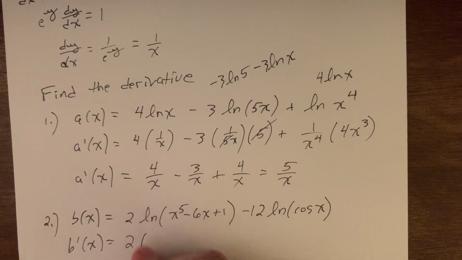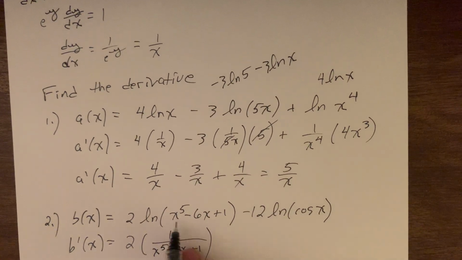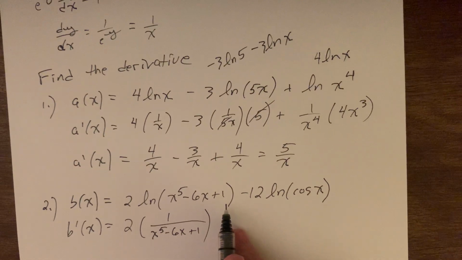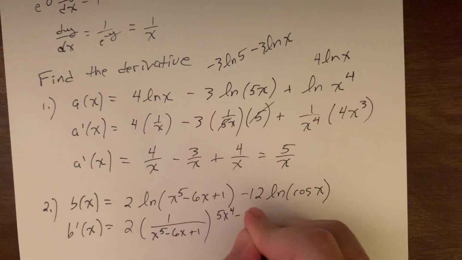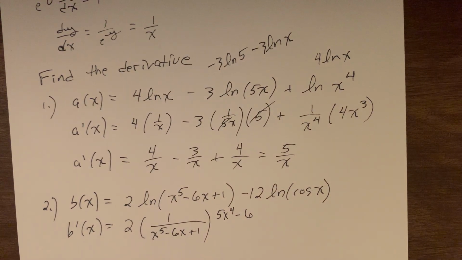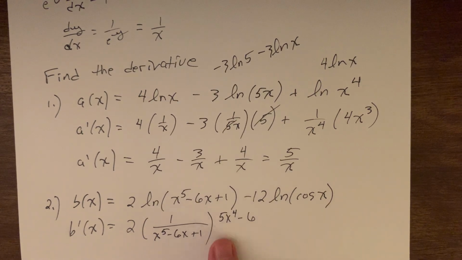Log of this, the derivative becomes 1 over this times the derivative of what's inside. I'm going to make a little mistake here, everybody. My du part, the derivative of u, would be 5x to the 4th minus 6. I know I haven't finished. That's not what I'm talking about. But do you see my little mistake right here?